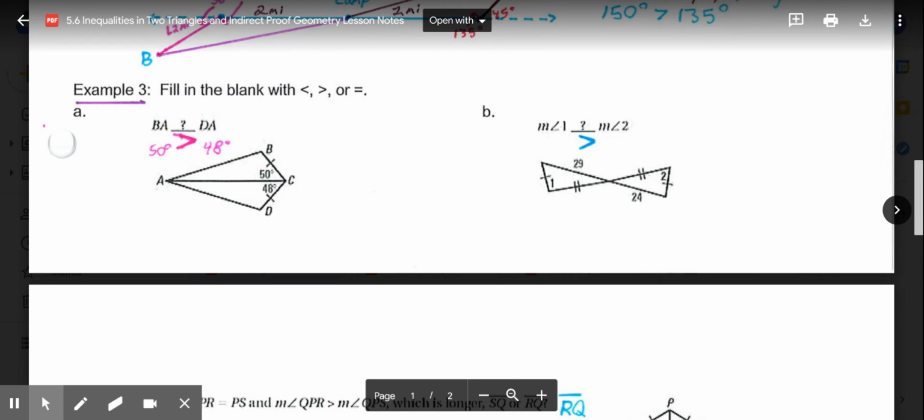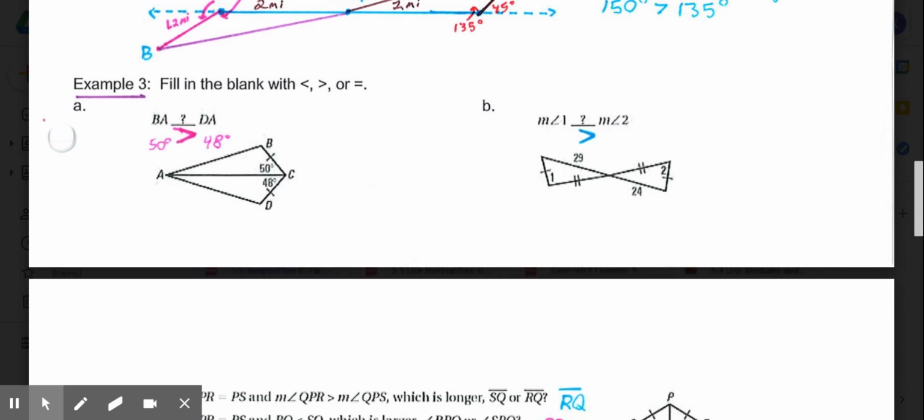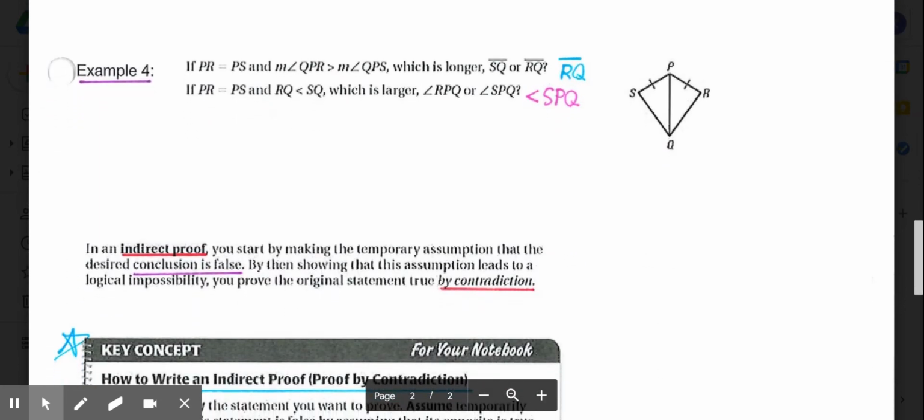In B, we're looking at angles 1 and 2. Again, I'm looking at the converse of the hinge theorem. Angle 1 is opposite 29, angle 2 is opposite 24. So angle 1, being opposite the bigger number, would be the larger angle. The measure of angle 1 is greater than the measure of angle 2. Then our last example based around those theorems.